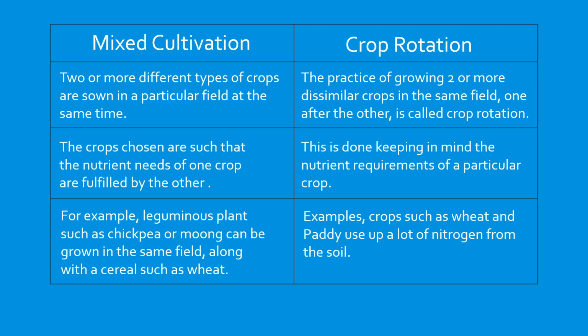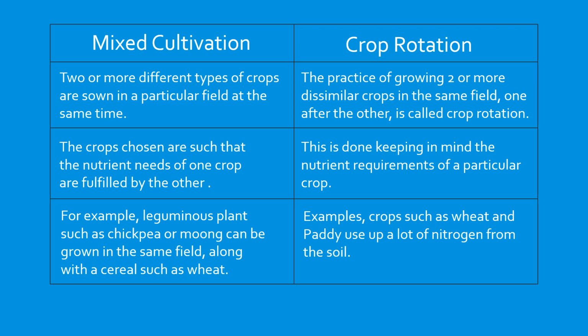Mixed cultivation, crop rotation. What are these? By carrying out the basic agricultural practices systematically, they can substantially increase crop yield. Techniques such as mixed cultivation and crop rotation can increase crop yield further. What is mixed cultivation? In mixed cultivation, two or more different types of crops are sown in a particular field at the same time. Many different types of crops are sown in one field at the same time.